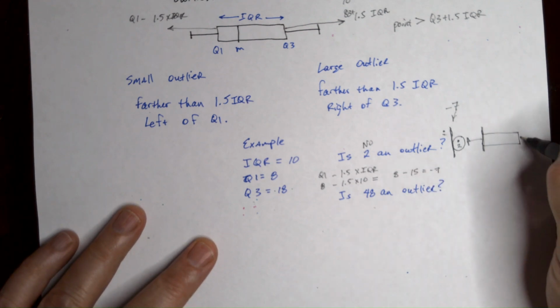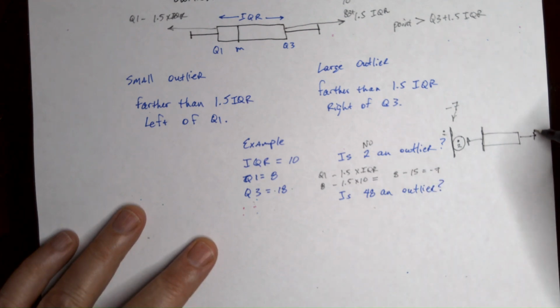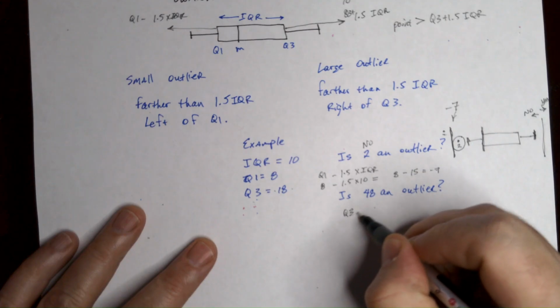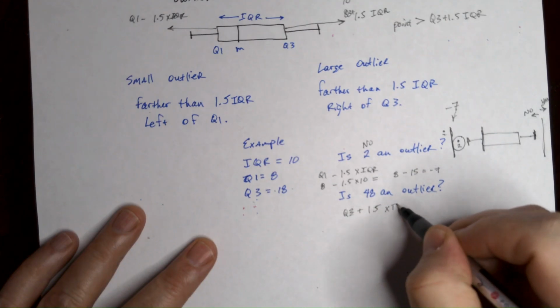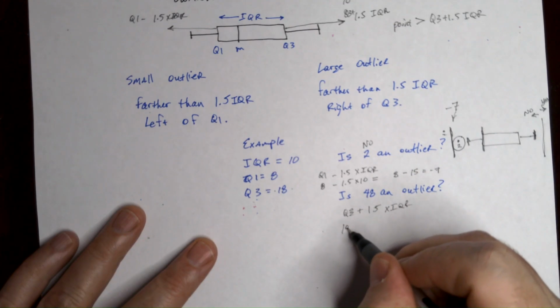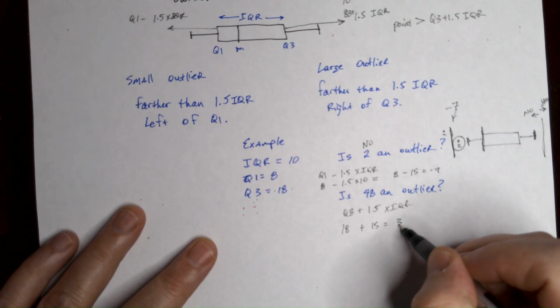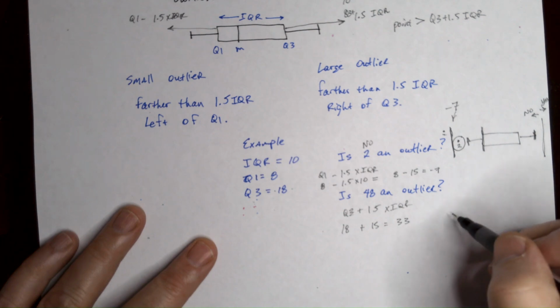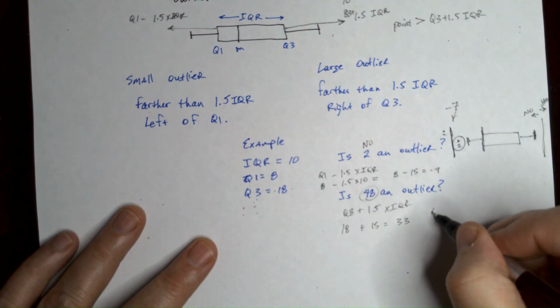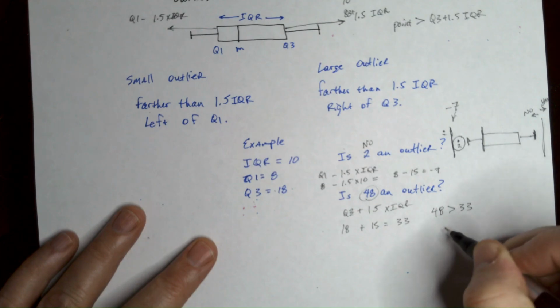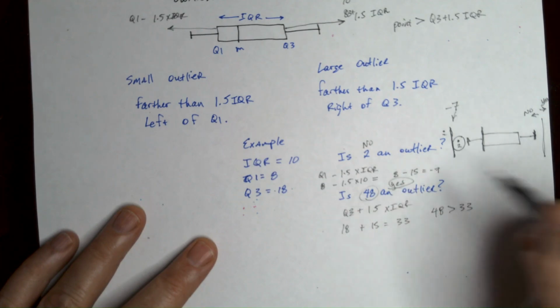All right, so same thing. There's a boundary over here, and if it's to the right of that boundary, it's an outlier. If it's to the left, it's not. So Q3 plus 1.5 times IQR. Q3 is 18 plus, we just did this, that was 15, so 33. Well, what was the number? 48. Well, 48 is larger than 33, so this one is an outlier.